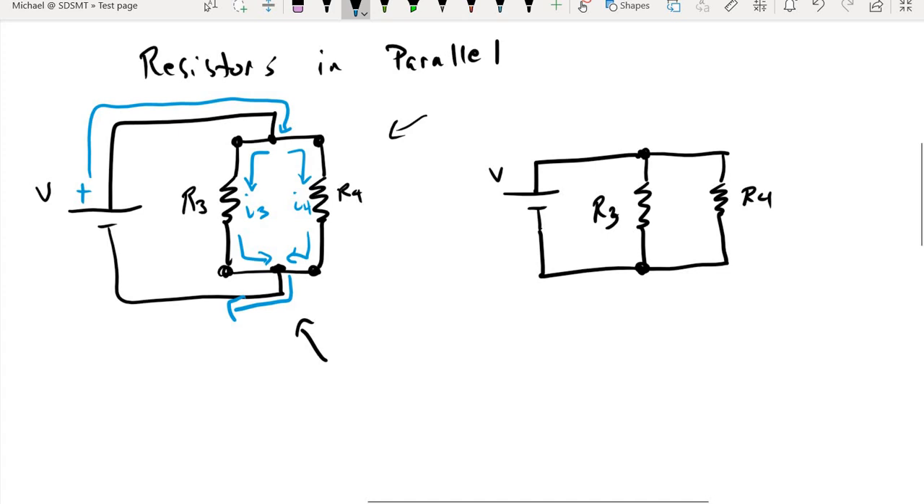Well, is there any difference between that diagram and this diagram in terms of the current? And the answer is no, because when the current gets to this intersection, some of it is going to branch off and go through resistor 3. The rest of it is going to branch off and go through resistor 4. And then they will come back together at this bottom intersection and continue on to the battery.